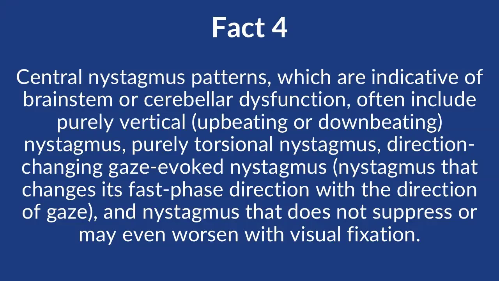Persistent downbeating nystagmus is often associated with lesions at the craniocervical junction, such as Chiari malformation. Persistent upbeating nystagmus can be caused by lesions in the medulla, pons, or cerebellum. Direction-changing gaze-evoked nystagmus, for example right beating on right gaze and left beating on left gaze, is a strong indicator of central pathology, often cerebellar, and is a key dangerous finding in the HINTS exam.